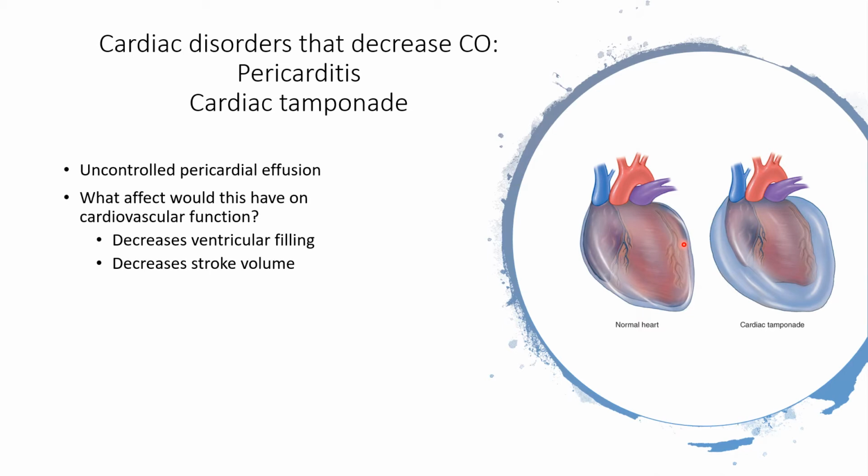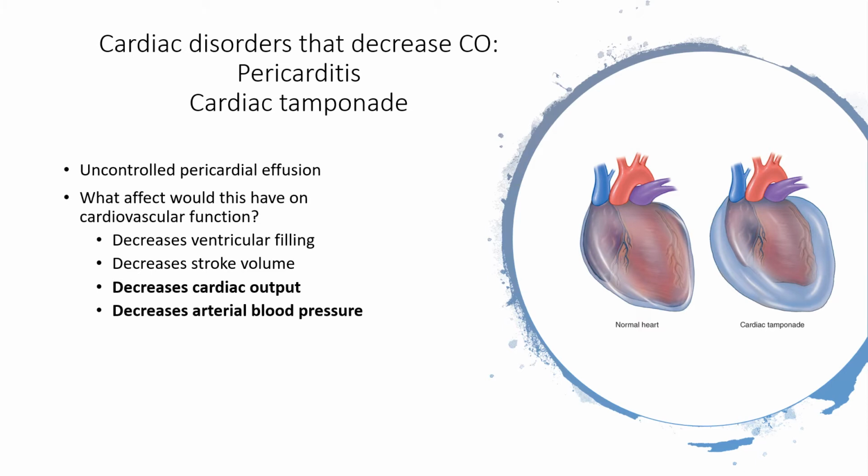That would decrease your stroke volume. So if you decrease how much blood goes into the heart, you decrease how much blood you can pump out of the heart. And so that's what I mean by decreased stroke volume. Now, if you decrease stroke volume, you automatically decrease cardiac output. Cardiac output is equal to stroke volume times heart rate. And if one of those factors goes down, cardiac output goes down.